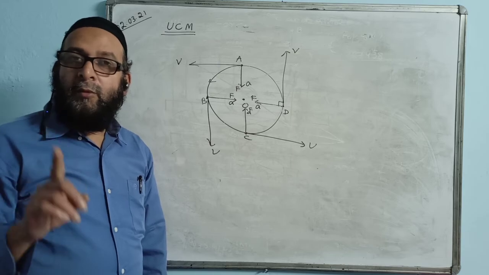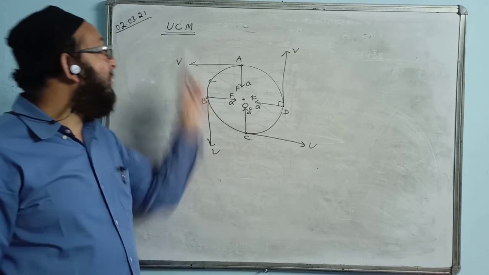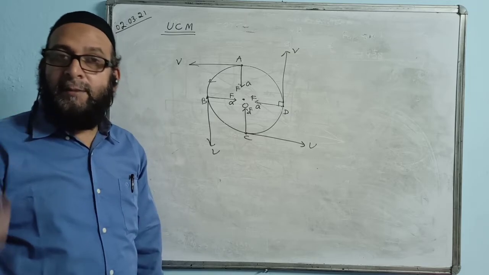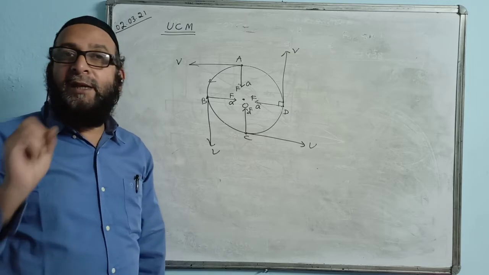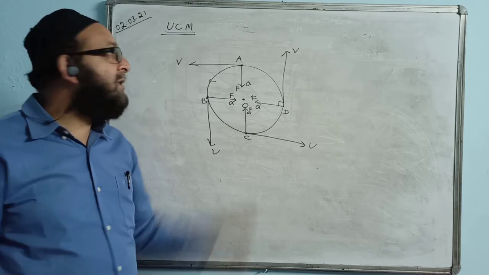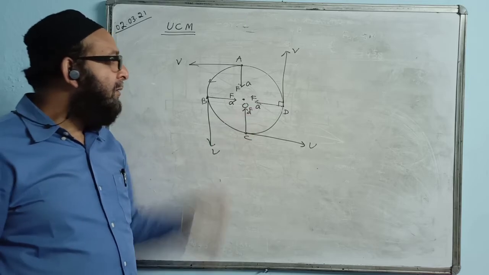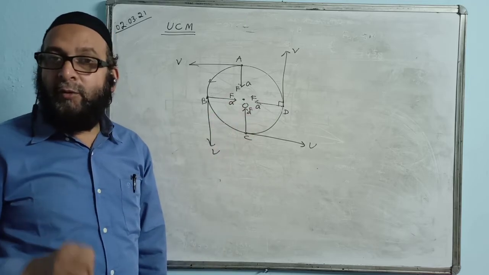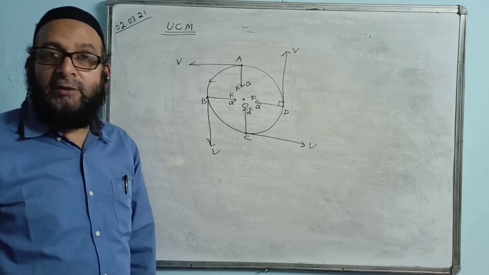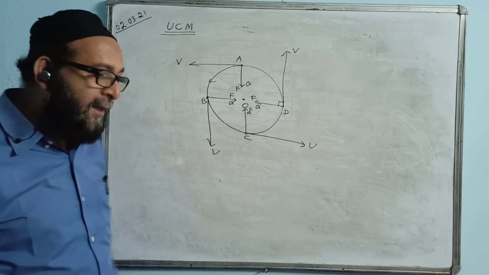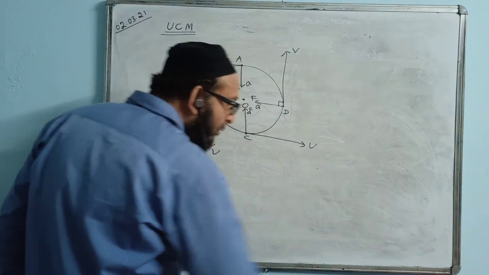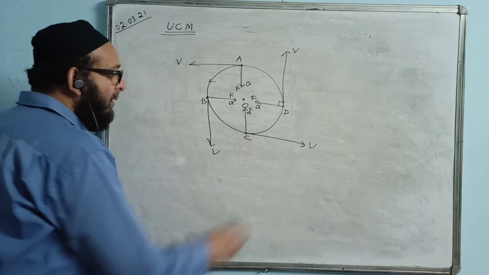So only speed remains constant in uniform circular motion. UCM is the short form of uniform circular motion. Only speed remains constant, whereas everything else is variable, non-uniform. What is everything else? Velocity, acceleration, force: they all are non-uniform because they are all vectors. They all depend on direction. Directions are continuously changing, so they are also changing. They are variable. Understood?